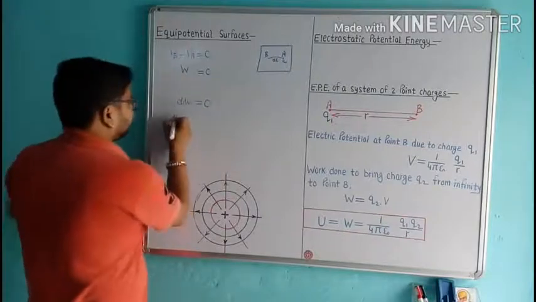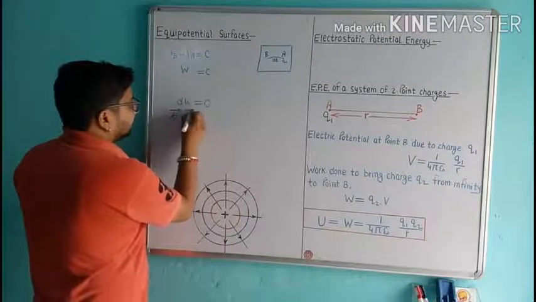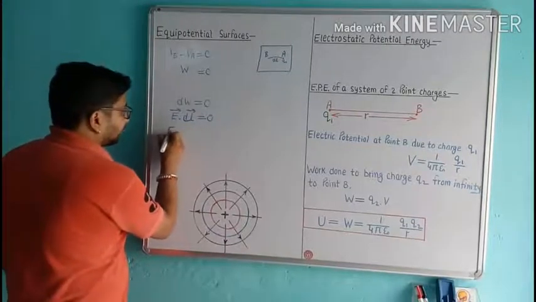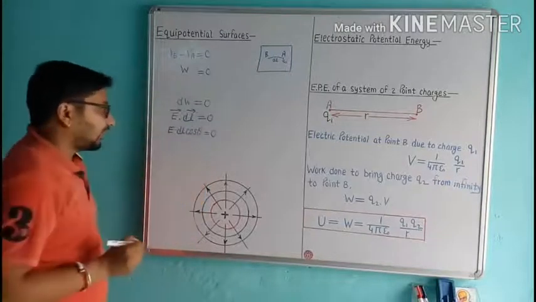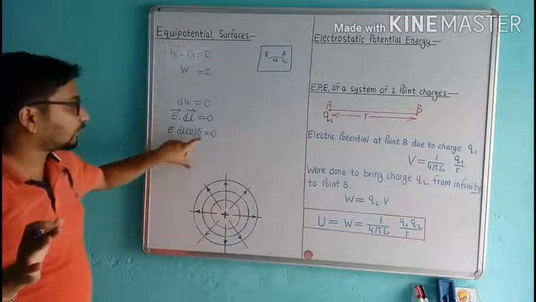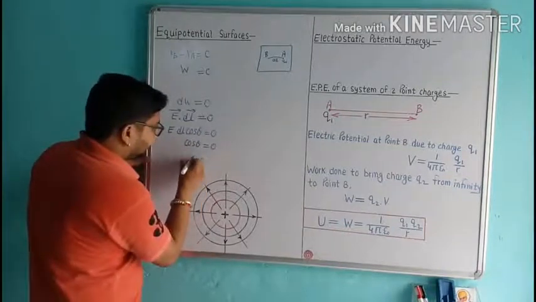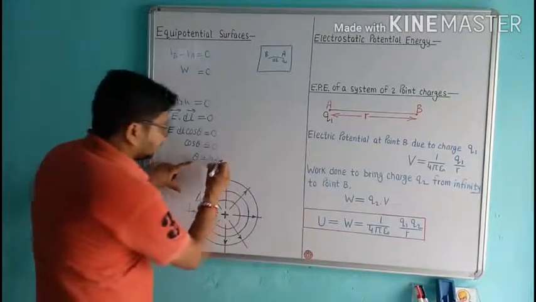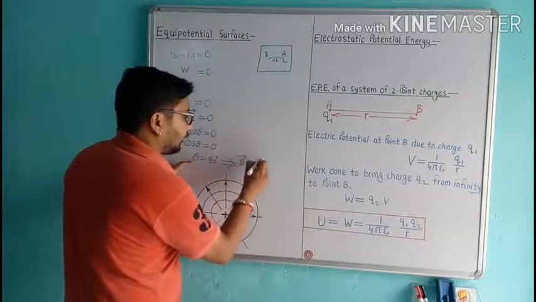Now we use the formula dW is equal to E dot dl. E dot dl is equal to 0. Now using the dot product, E dl cos theta is equal to 0. Since E and dl both are non-zero, cos theta must be 0. That means theta is equal to 90 degrees, which shows that E is perpendicular to dl.